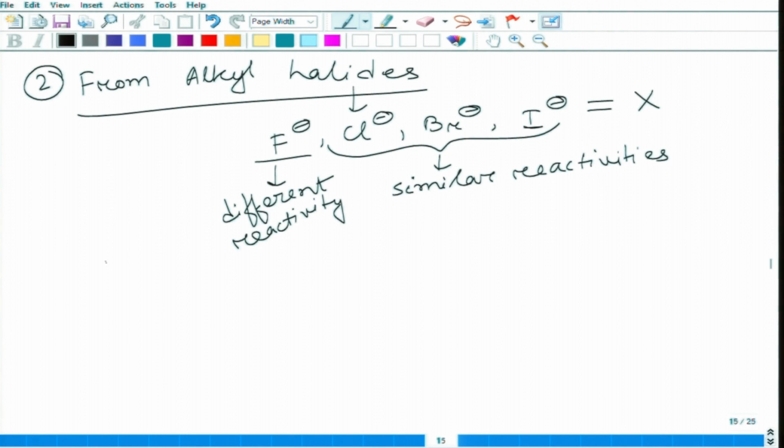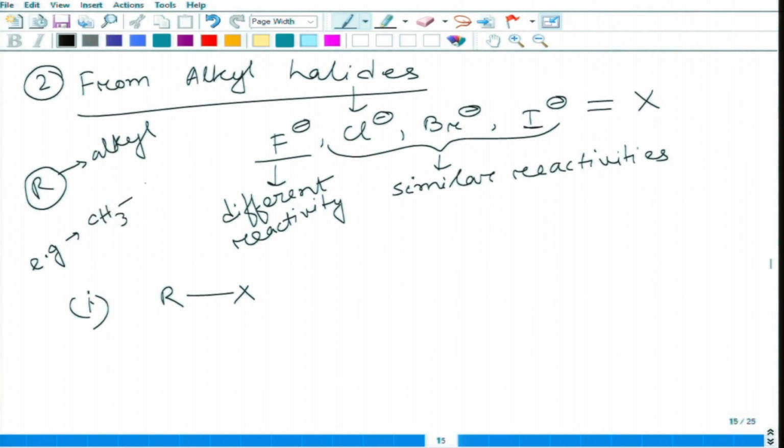So, the first method is, let us say, RX. R is for the alkyl group. Alkyl groups are generally denoted by capital R. For example, this can be methyl chloride or ethyl chloride.